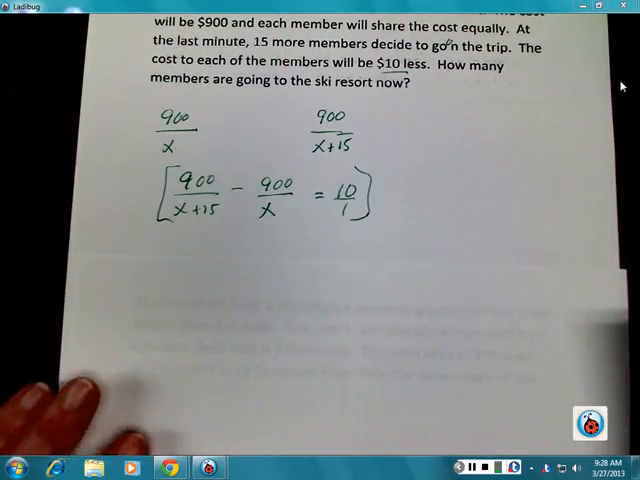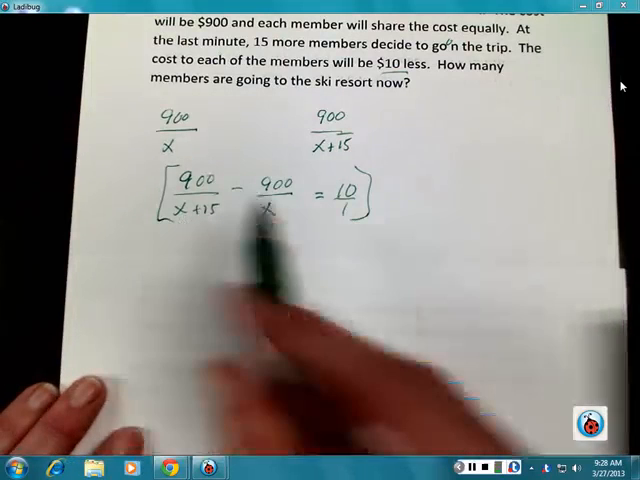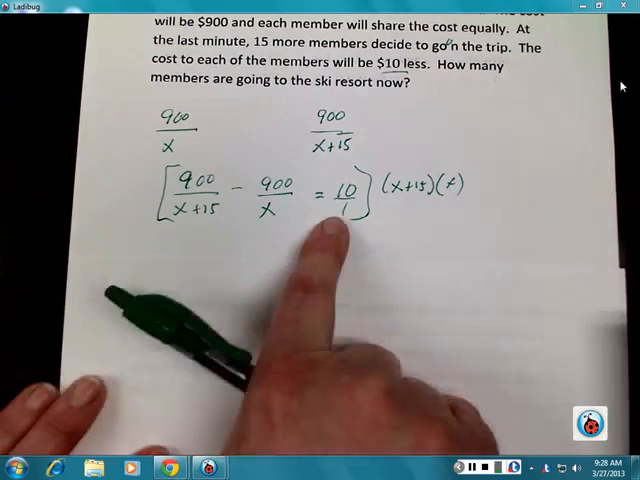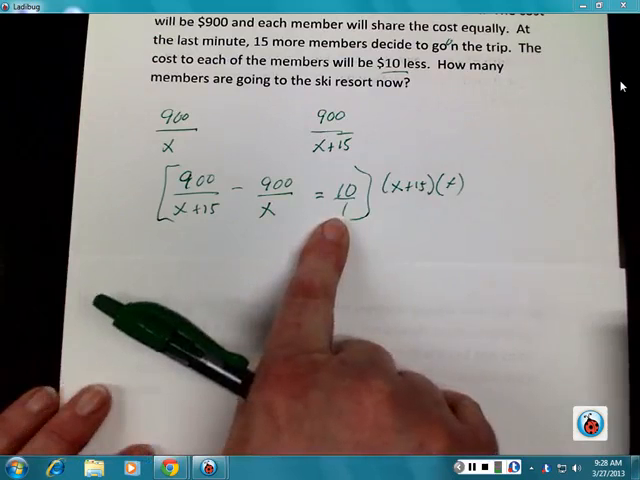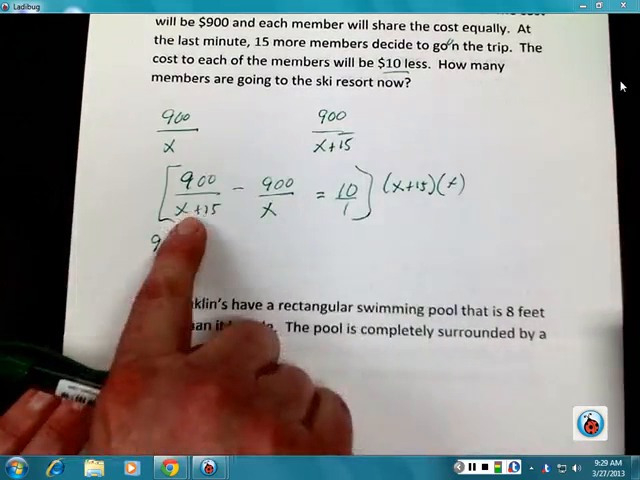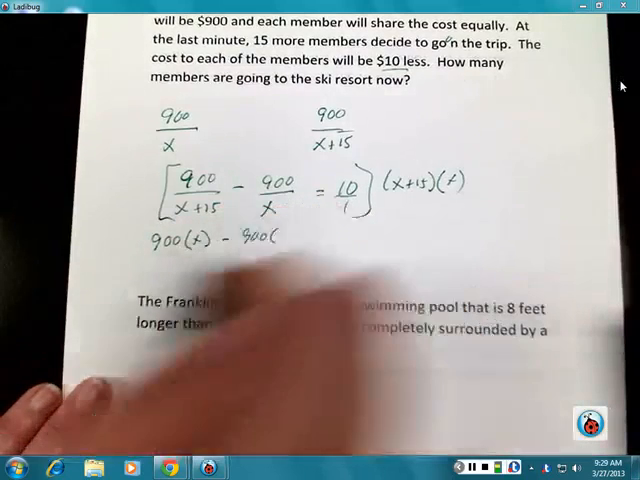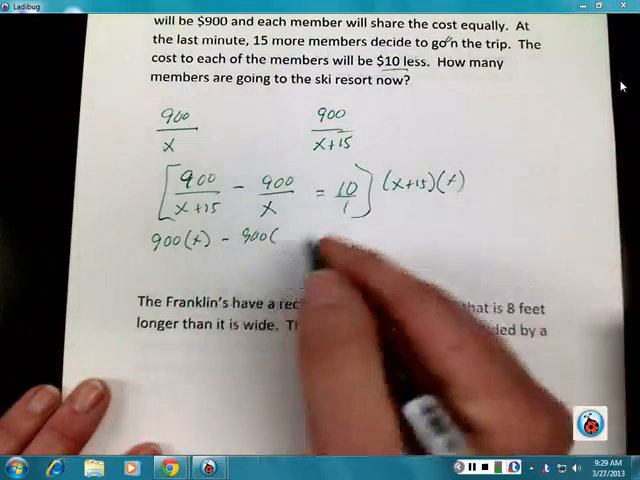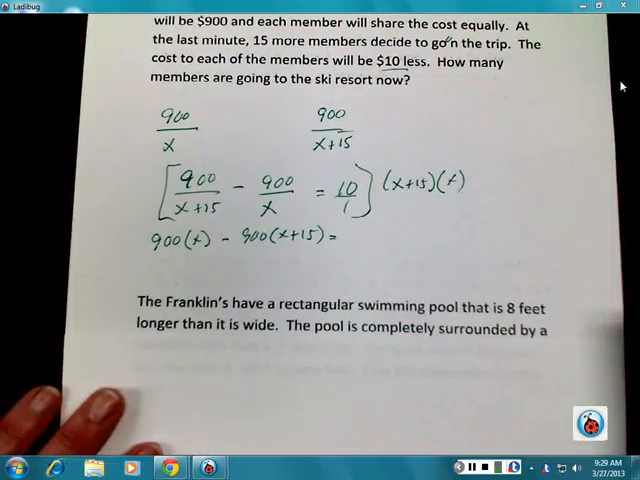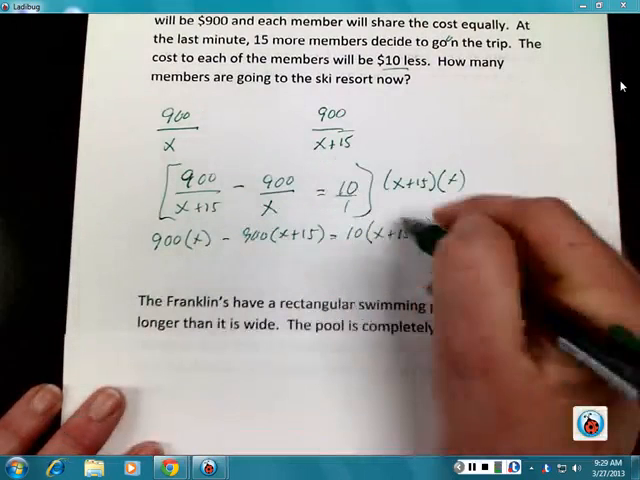That goes back to chapter, what, 8? Somewhere in there. Or 7, I guess. No, it wasn't 7. Yes, it was 7. I need to clear it out, so I need to multiply by X plus 15. I need to multiply by X. And I need to multiply by 1, but is 1 going to change anything? No. So what does 900 get multiplied by? Well, it's already over X plus 15, so I just need to multiply it by X. 900 in the second one gets multiplied by X plus 15. And finally, what does 10 get multiplied by? 10 needs to get multiplied by the whole works because it has a denominator of 1.